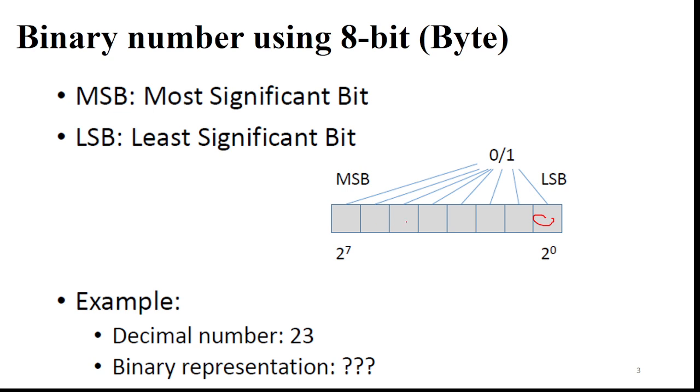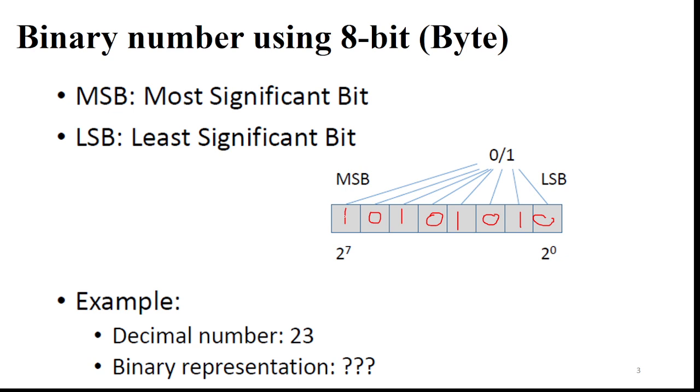So here, if we have 0, 1, for example, here we have another 0. Here we have 1, let's say. Here we have 0, 1, 0, 1. So here we have a byte. A byte includes 8 bits. This one is the least significant bit, and this one on the left is the most significant bit.